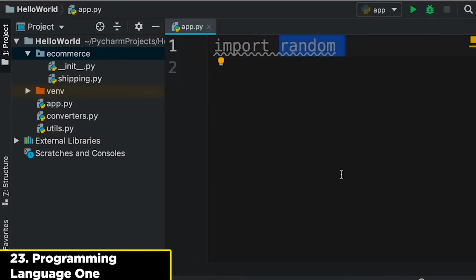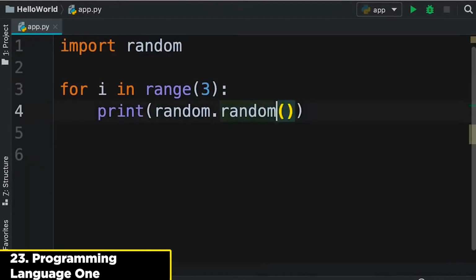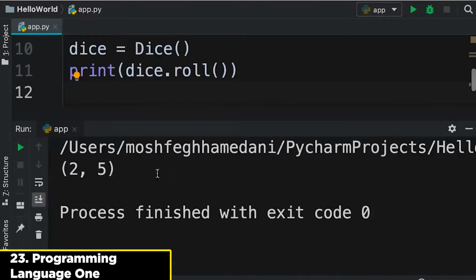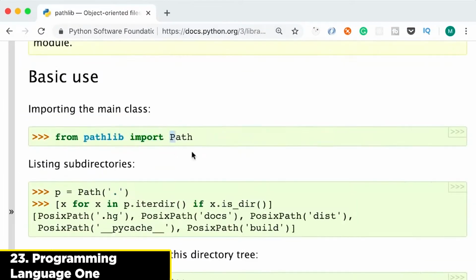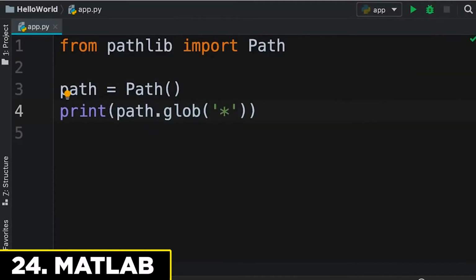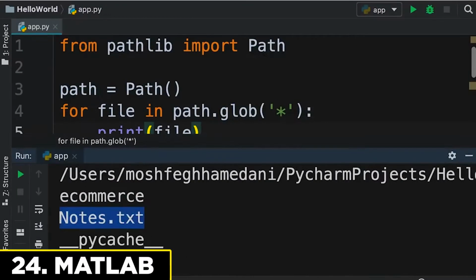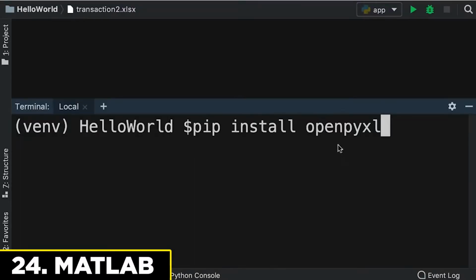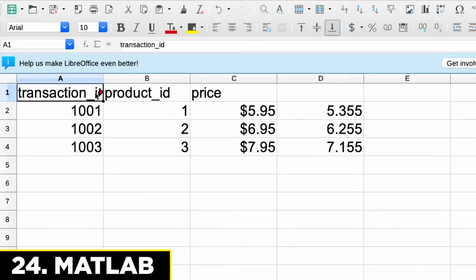Next, we have Programming Language 1. IBM created this language in the early 1930s as an alternative to assembly language. Today, it is still used in the scientific, engineering, and business industries of the world. MATLAB is the next language, and while it is popular for data visualization and analysis, it is very expensive. It allows plotting of functions and data as well as implementations of algorithms.